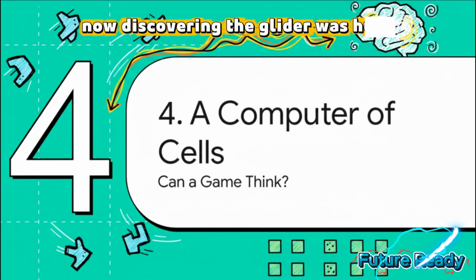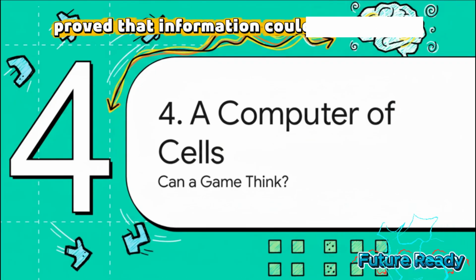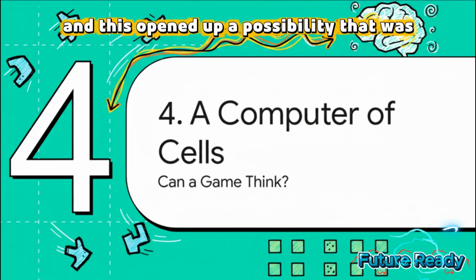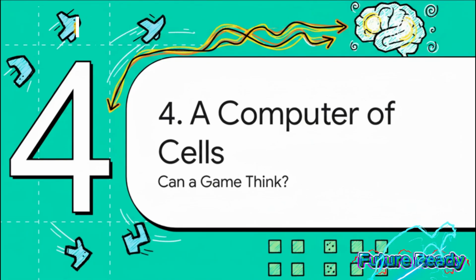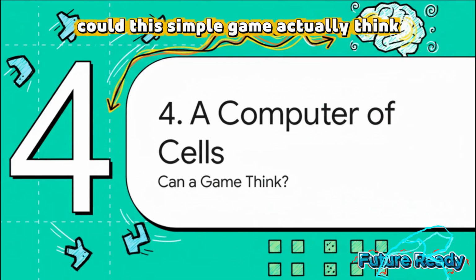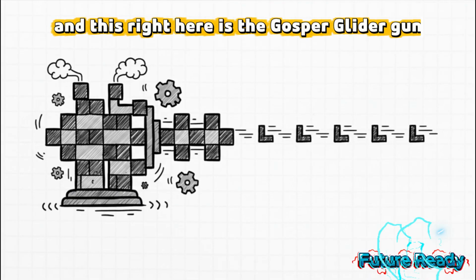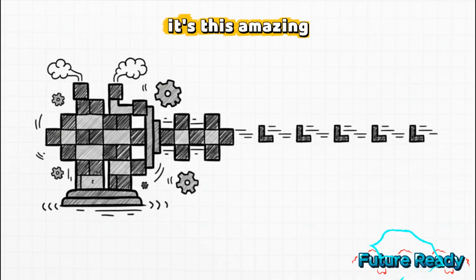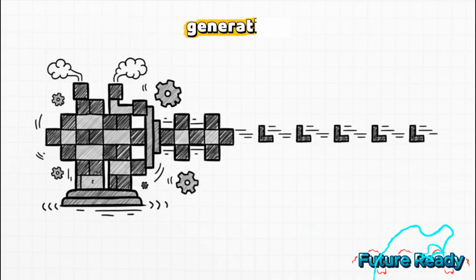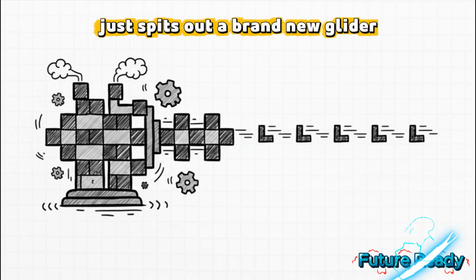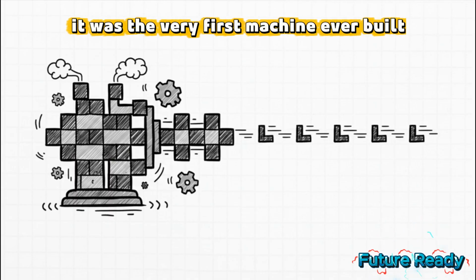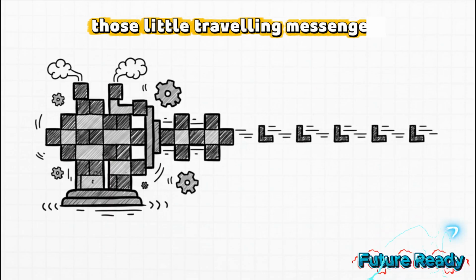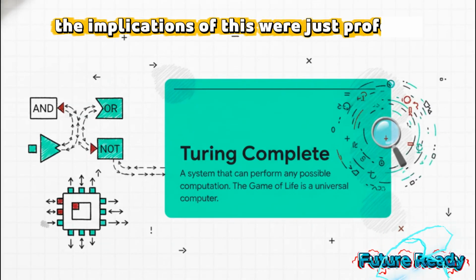Now, discovering the glider was huge, because it proved that information could be sent from one part of the grid to another. And this opened up a possibility that was, well, almost unbelievable. Could this simple game actually think? And this right here is the Gosper glider gun, which was discovered by a team over at MIT. It's this amazing oscillating pattern that, every 30 generations, just spits out a brand new glider. It was the very first machine ever built inside the Game of Life, a factory that could mass produce those little traveling messengers. The implications of this were just profound.